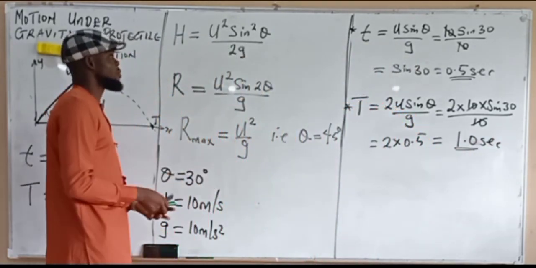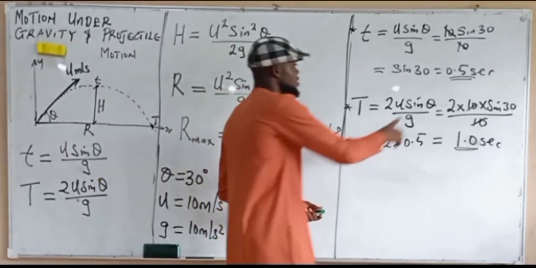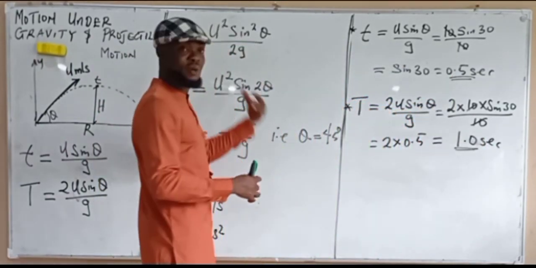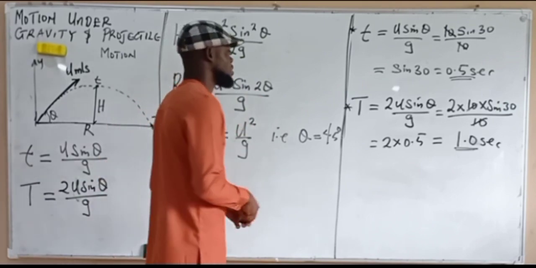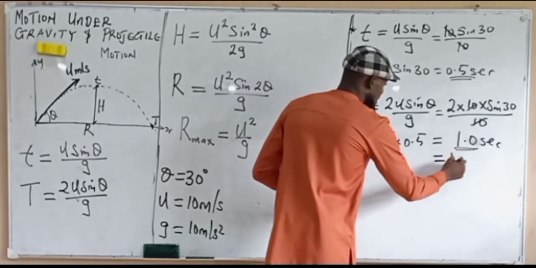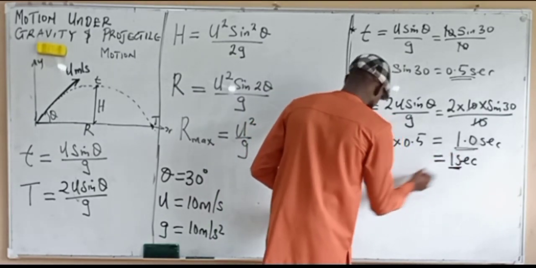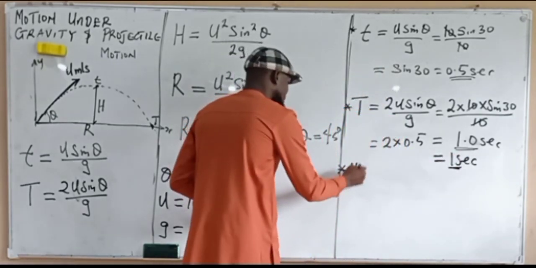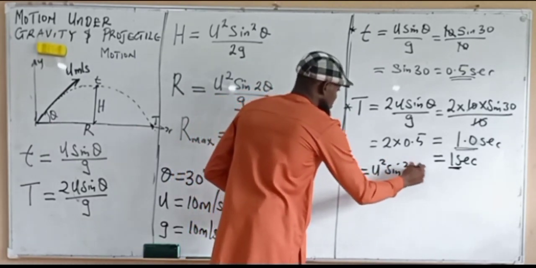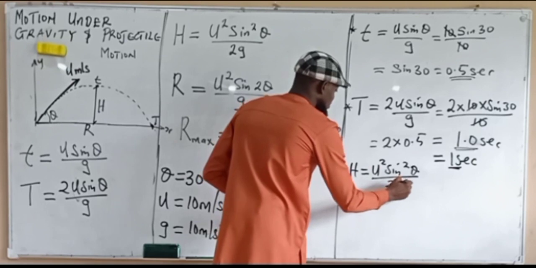There's only 1.0 seconds, so you leave it as 1 second. It's a decimal, but I'm going to put it as 1 second. Leave it as 1 second. Yes. Alright. Then the maximum height attained by this body is u square sine square theta over 2g.